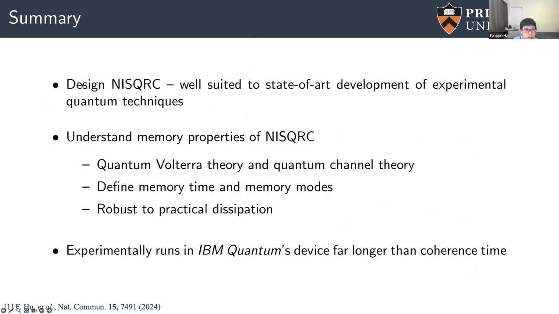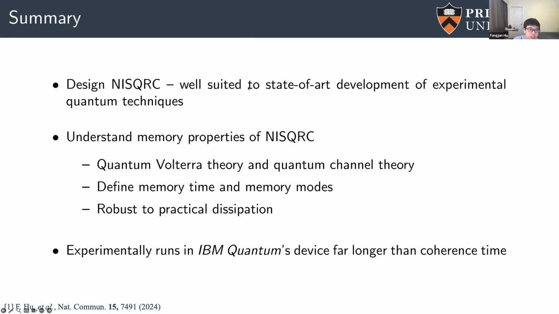So here is just a summary. We designed NISQRC, which is well suited to the state-of-the-art development of experimental quantum techniques, because this architecture we proposed 2 years ago, but mid-circuit measurement and deterministic reset were just realized in November 2022, so just around 2 years ago. A lot of platforms cannot do that, but the superconducting platform can do such mid-circuit measurement and reset.